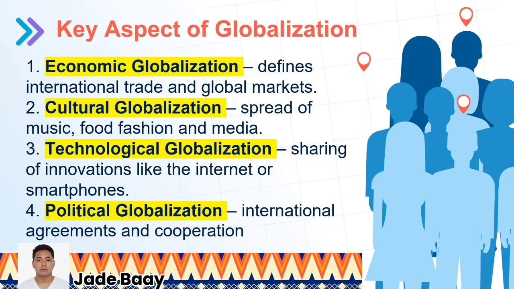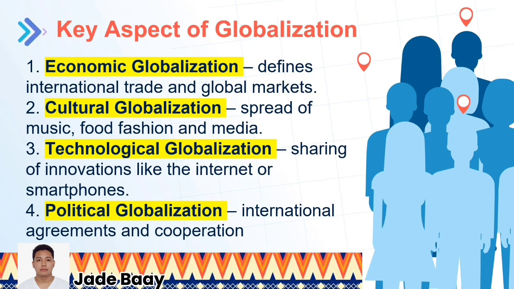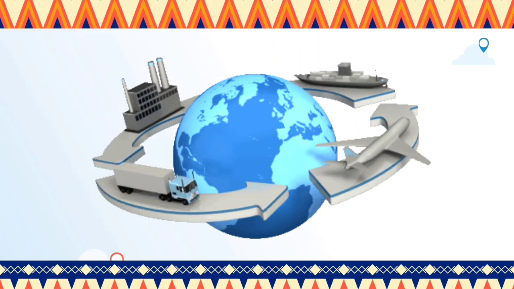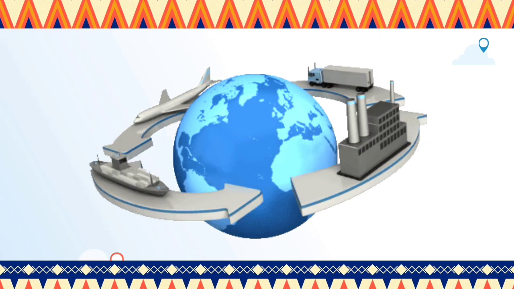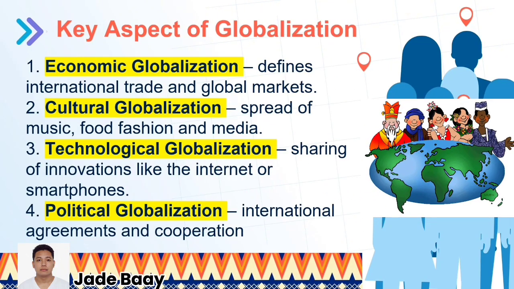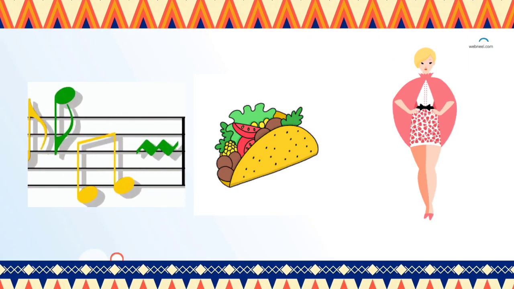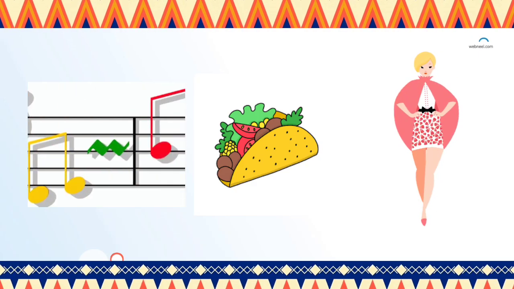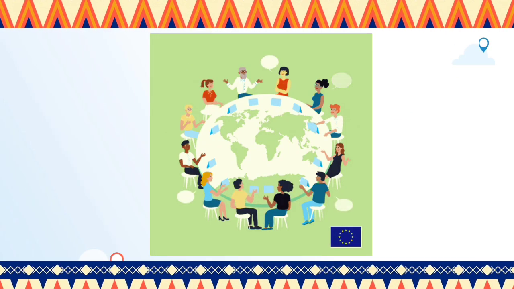I have here 4 examples of aspects of globalization. Number 1 is economic globalization. It involves international trade and global markets, resulting in increased trade and economic growth and improved land and air transportation. The next one is cultural globalization. It is the spread of music, food, fashion, and media, and also the exposure to and acceptance of different perspectives and relations between countries.